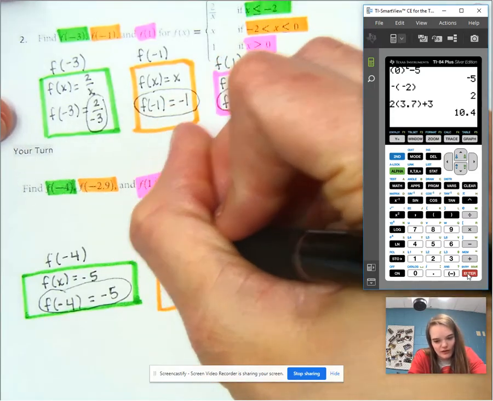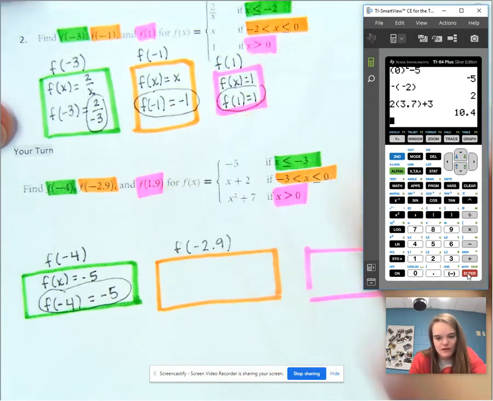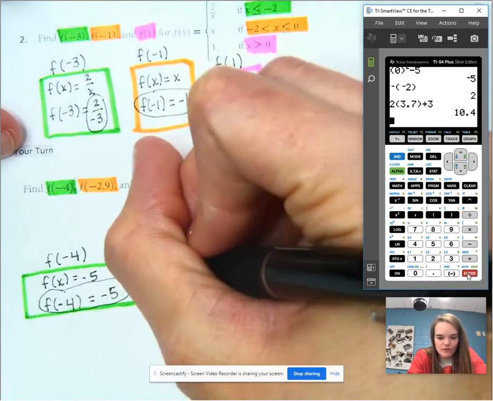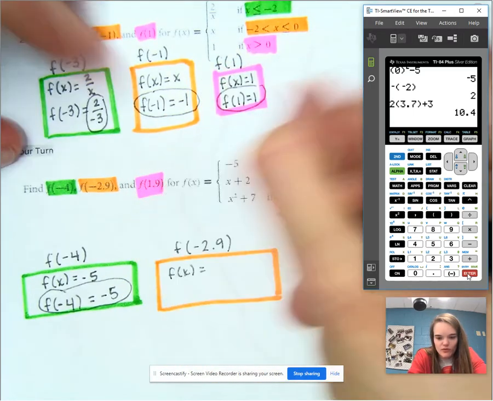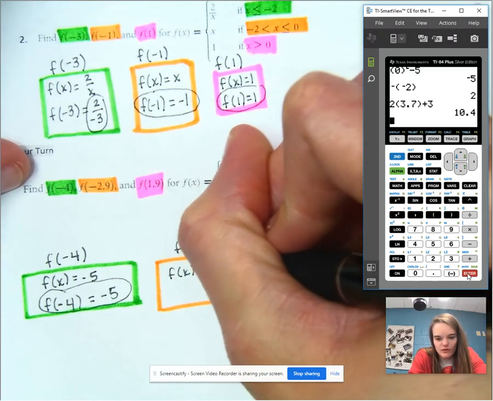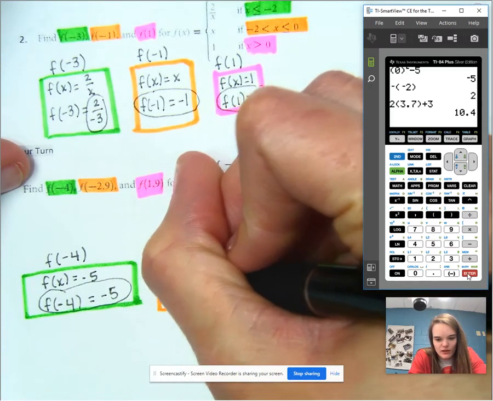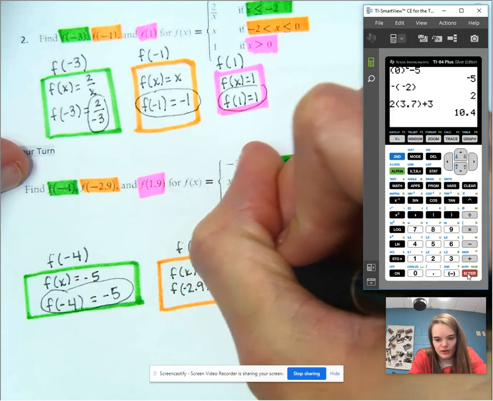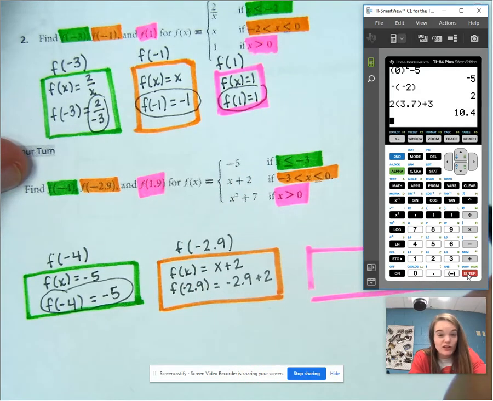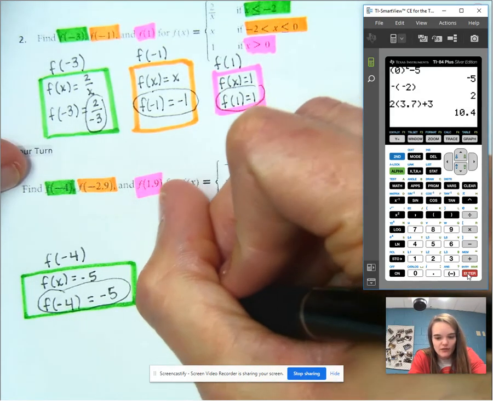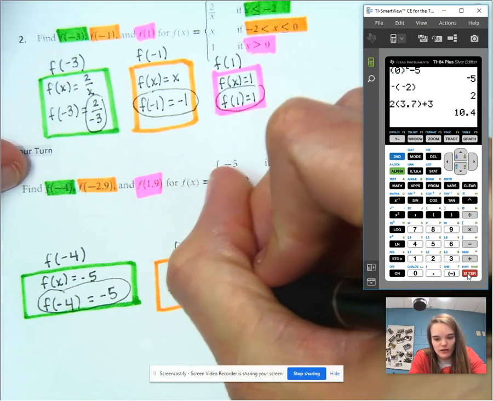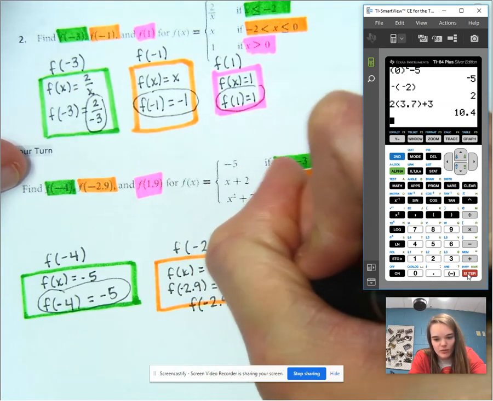All right, f of negative 2.9. f of x equals x plus 2. So f of negative 2.9 equals negative 2.9 plus 2. You can either type it in your calculator or do it in your head. f of negative 2.9 equals negative 0.9.